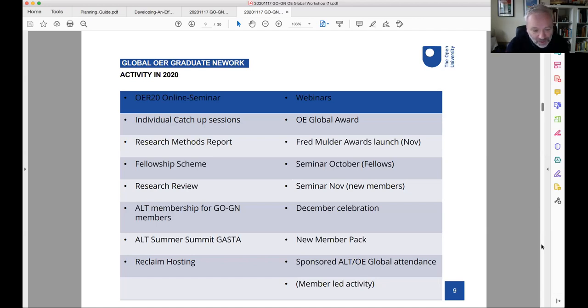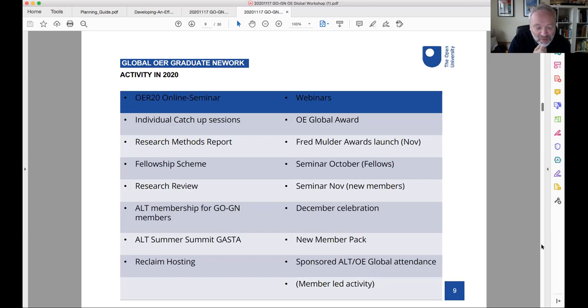Everyone who was a GO-GN member, we signed up with ALT, the Association for Learning Technology in the UK. They automatically get ALT membership as well. We had a really fun session at the ALT Summer Summit, which was their online conference in the summer, which was called a Gasta session, for anyone who's been to that. It's run by Tom Farrelly. There are these 5-minute lightning talks, and Tom gets everyone to count down to five and so on. It's really good fun. So that was again a really good presence for us there.